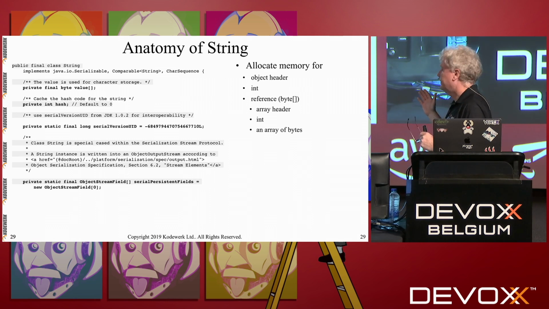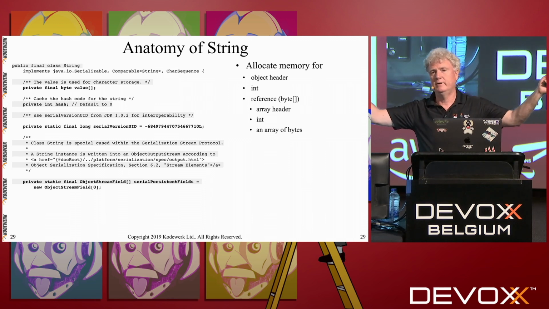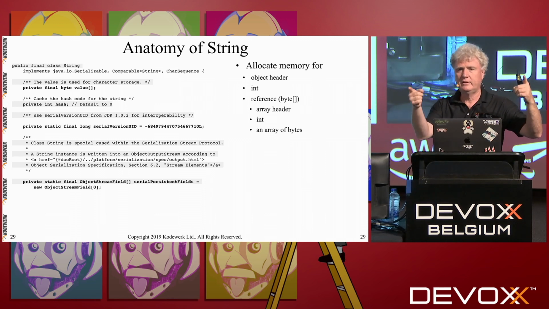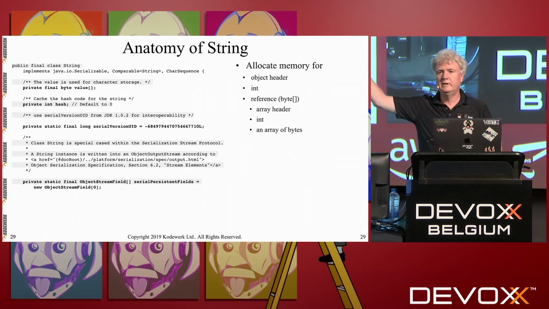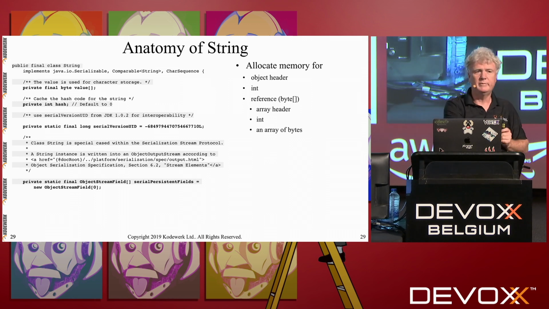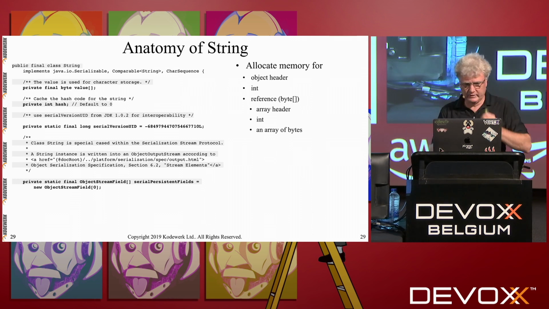So, for instance, I have this chunk of bytes in memory. So what the heck is it? I have no idea. I know that the first chunk is going to be the object header, and the first part of the object header is going to be a pointer into metaspace. And of course, the metaspace is going to tell me what the structure of the rest of the bytes are. Okay? So the object header, we have an int, we have a reference to a byte array, we have an array header, int, and then an array of bytes.